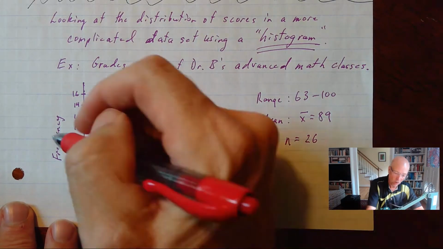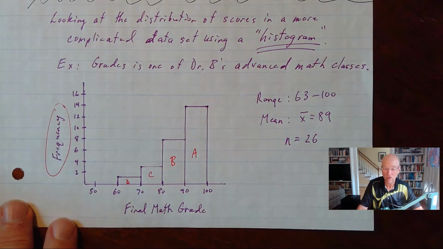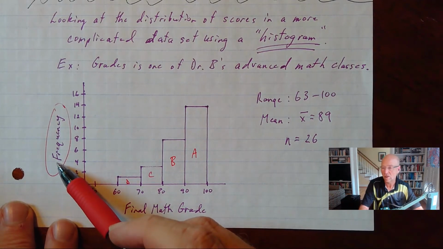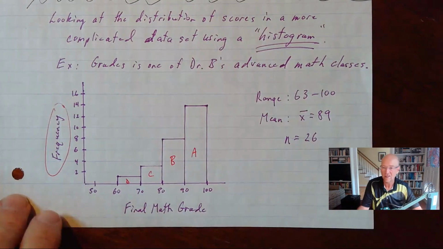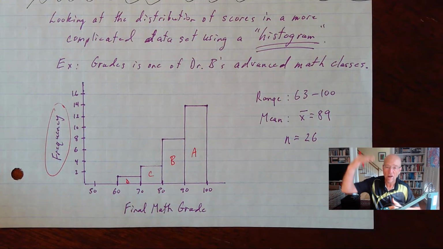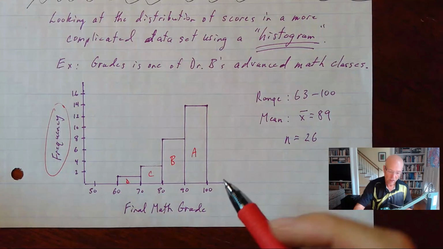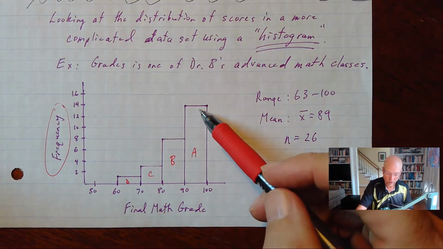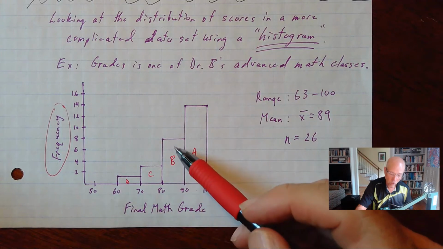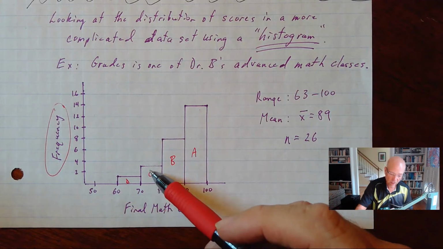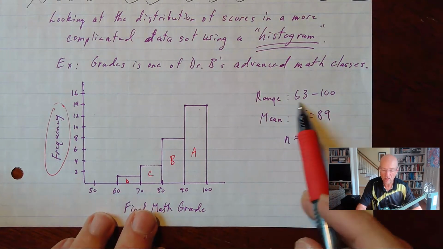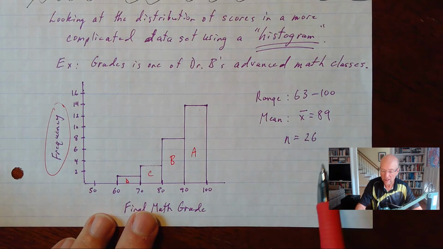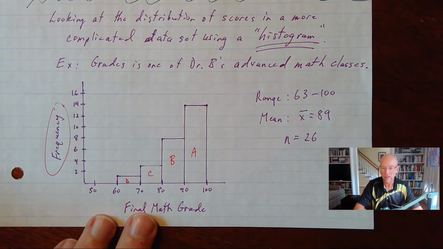So over here on a histogram, also on a dot plot, this is how often something occurs. The y-axis in a histogram is always representing how frequently something happens. So the taller the bar, the more common it is. In this particular class, I had 14 A's. The B's were the next most common. I had 8 B's, I had 3 C's, and I had 1 D. My range was 63 to 100. My average was 89, and there were 26 people in the class.